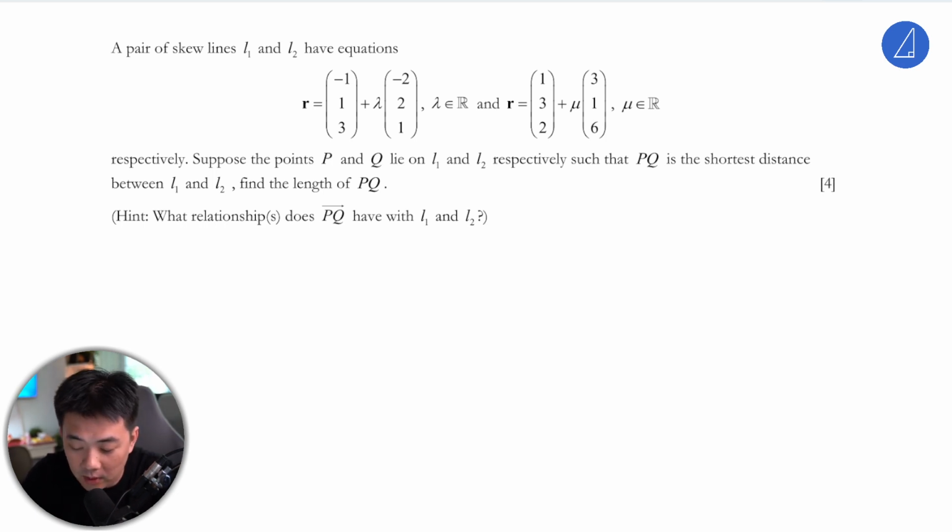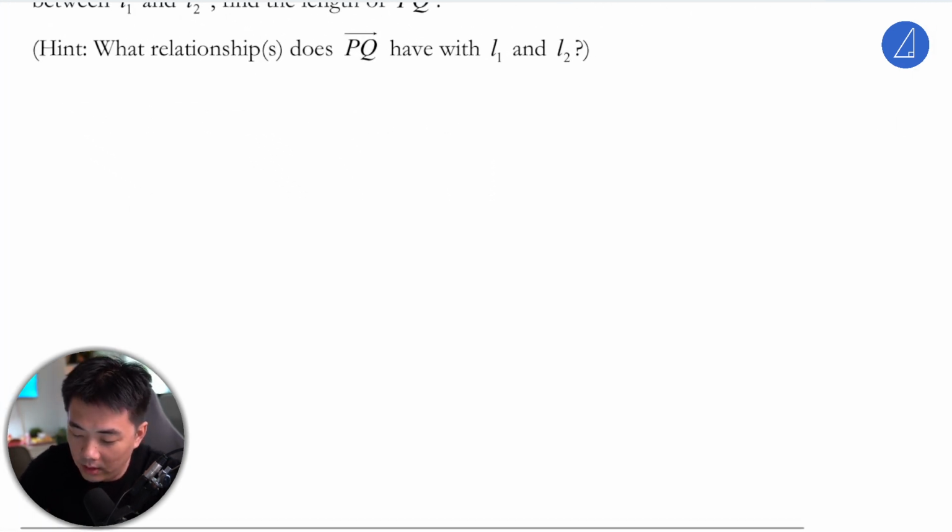The first one will be using the magic triangle. The other one is to find the points P and Q, then after that, find the distance PQ. So let's see how we can do this. Now we try to understand the question. You were given two skew lines.